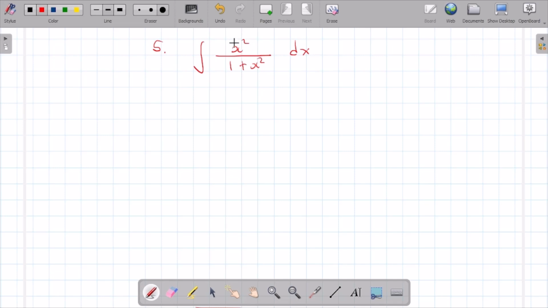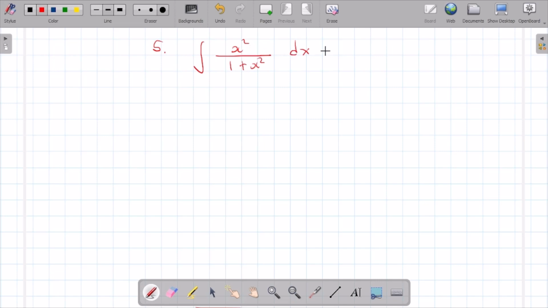The highest power of x at the numerator level is 2. And the highest power of x at the denominator level is also 2. So we have x squared at the bottom and at the top. So we try to reconstruct our denominator at the numerator level.